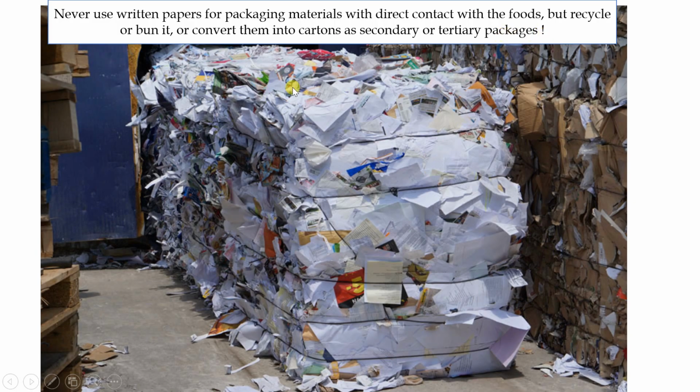These papers, for example, you can treat them and they produce cartons that can be, for example, secondary packaging instead of using them as primary packaging, which has direct contact with the food. Because the ink that is on this paper, once it is mixed with food, that will be disastrous. And again, this paper can be used, for example, to produce other products.